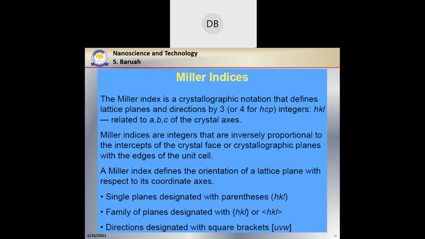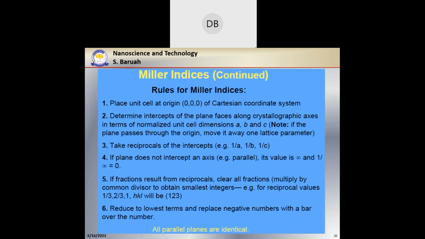All right. So this one is for a single plane, this one is for parallel planes as a family, and this one is for the direction perpendicular to this plane. That means if I say a direction like this, I will automatically mean this is the direction perpendicular to this plane. Okay, so that is how we use Miller indices to express or talk about a particular unit cell.